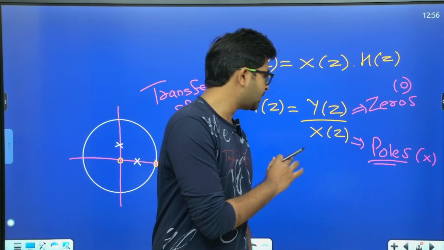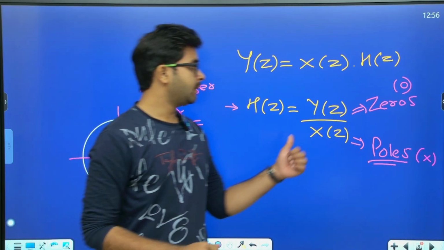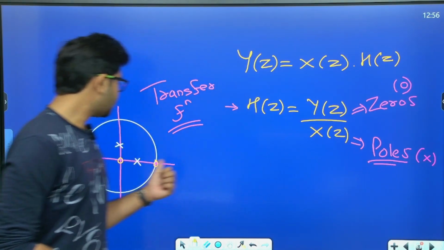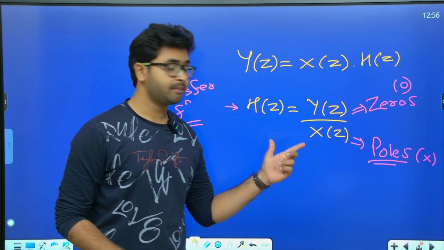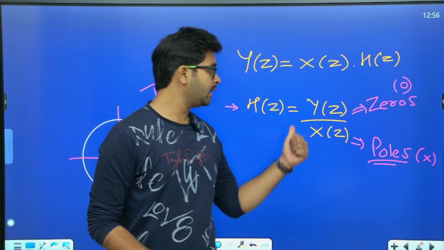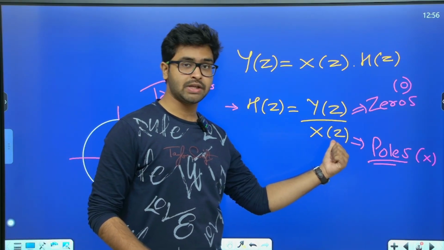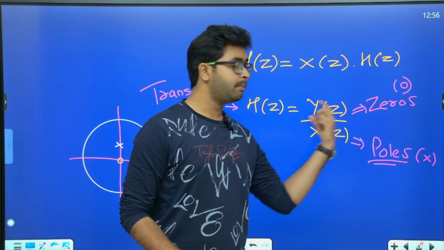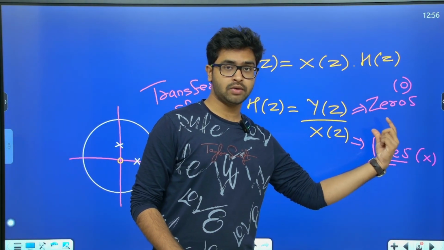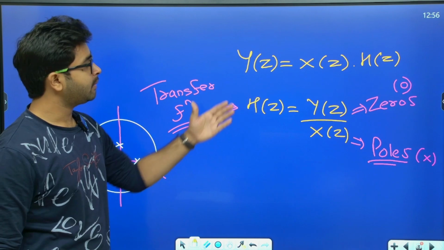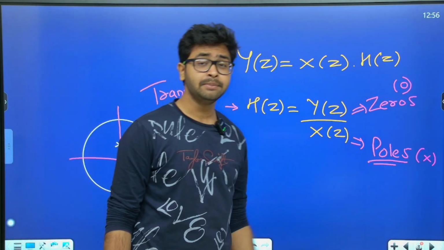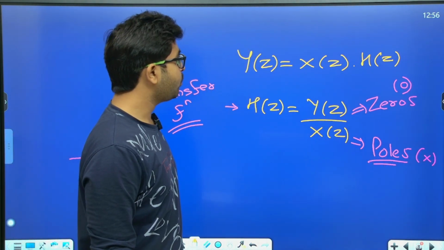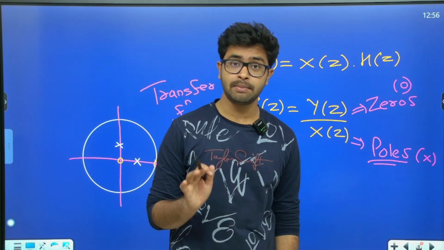This is just the representation y of z upon x of z, but just one thing, poles and zeros will depend on the value of z. We need to convert the given equation in this form, y of z upon x of z, and according to that, by simplifying the upper part equation, we will get the zeros, and by simplifying the lower part equation, we will get the poles. Now the next important thing is how to define its stability.